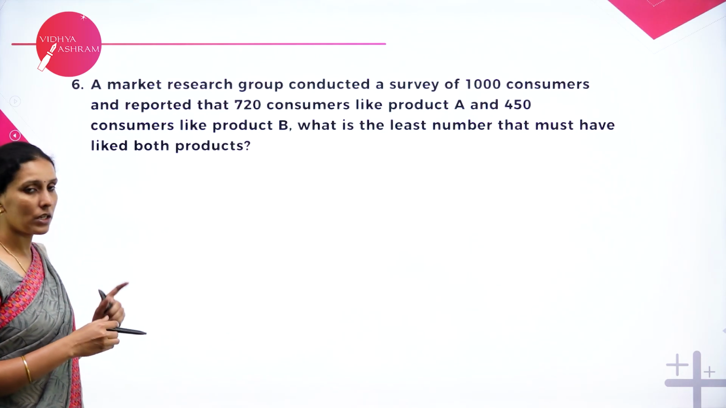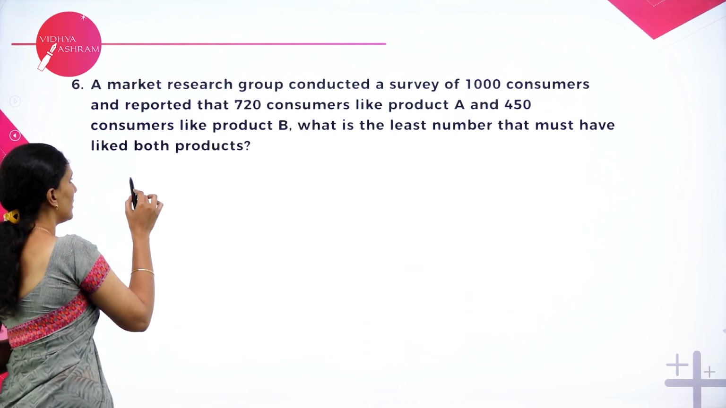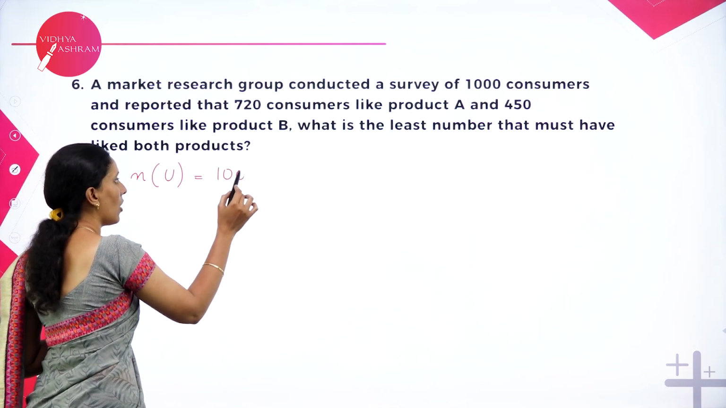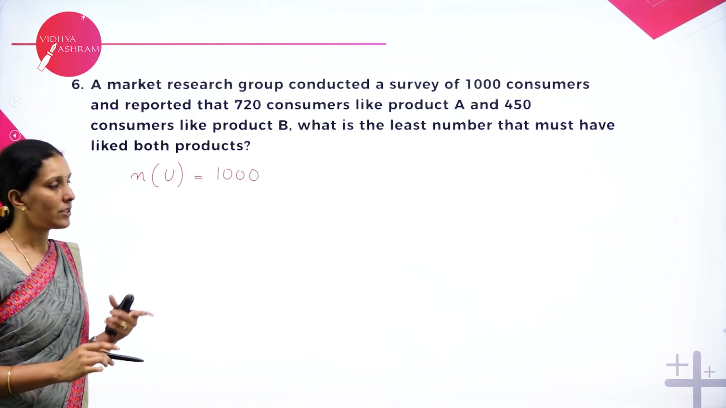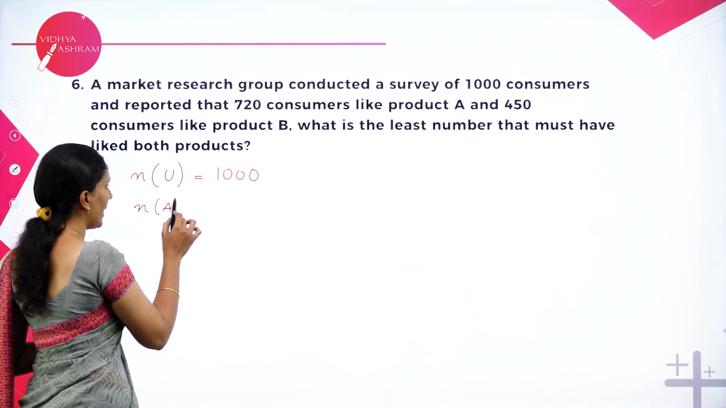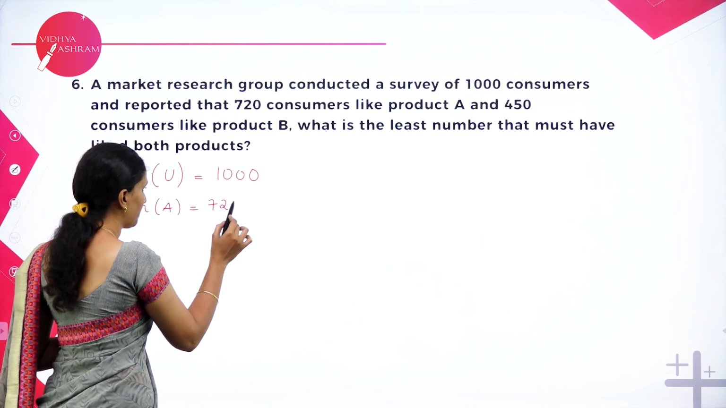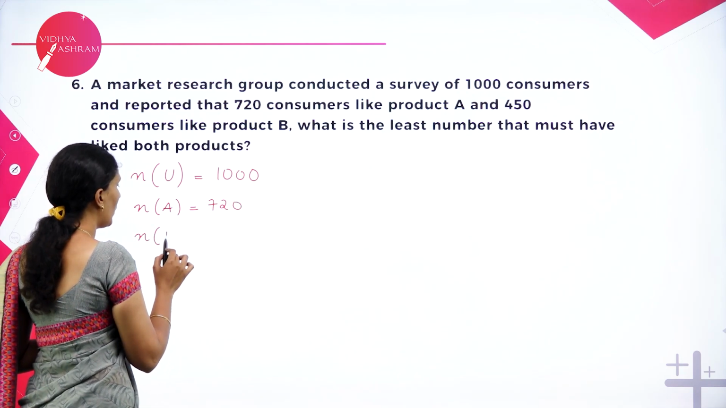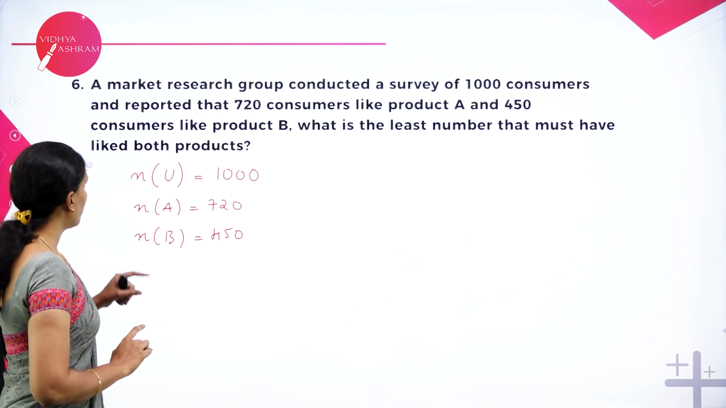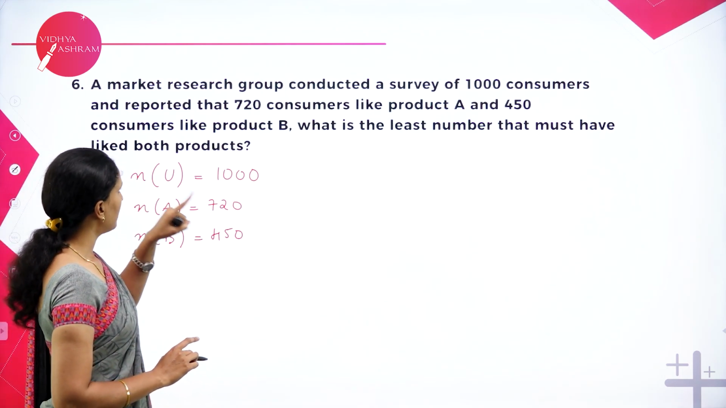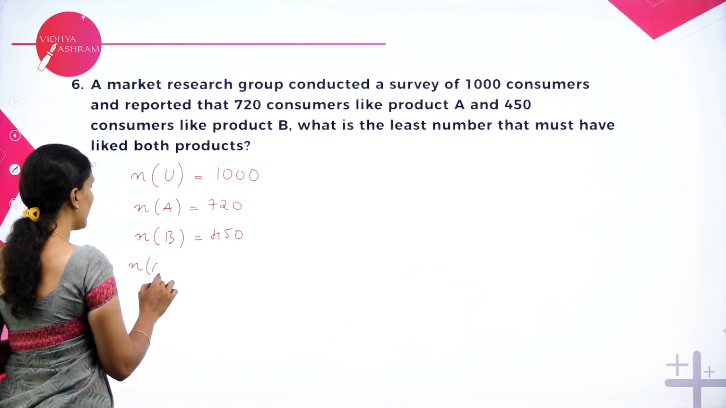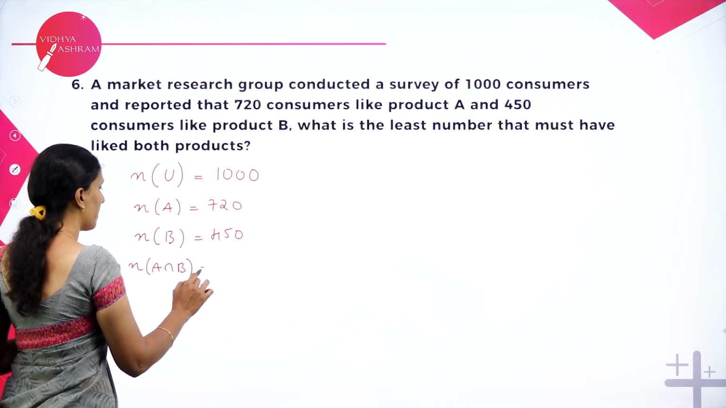So there are 1,000 consumers. So that means the number of people who are liking the products is 1,000. That is, the universal set is given. And the number of people who like product A is 720, and the number of people who like product B is 450. Now we need to find the least number that must have liked both the products. That means we are supposed to calculate A intersection B.